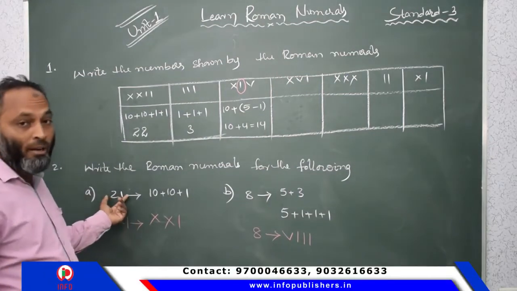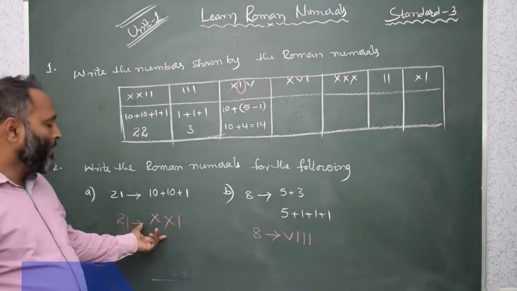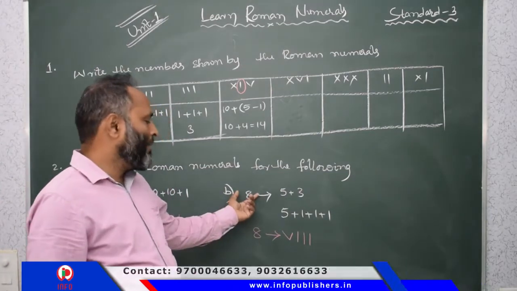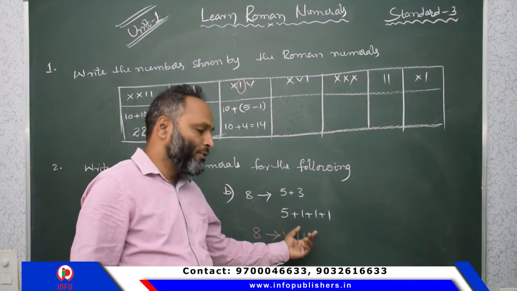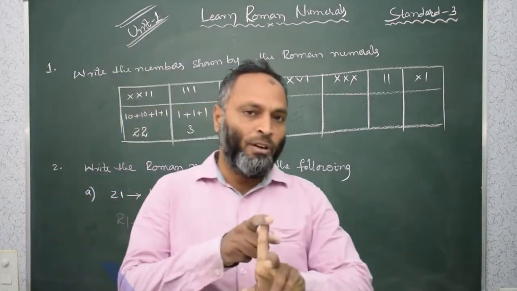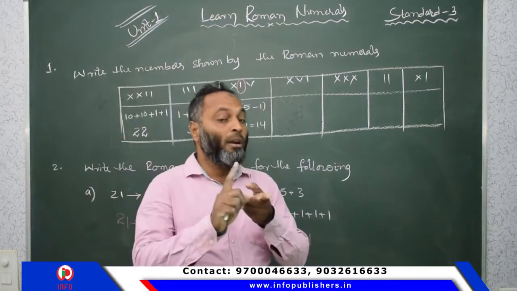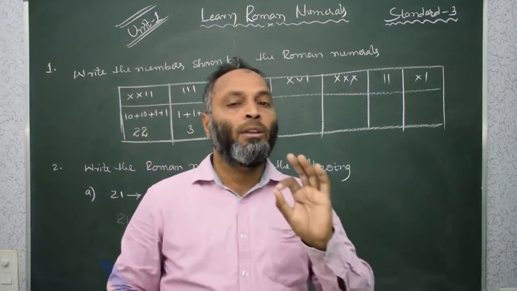These are Hindu-Arabic numbers, and Hindu-Arabic numbers are converted into Roman numerals in this way. Here also the same. Using our 4 rules, we have to convert Hindu-Arabic numerals into Roman numerals and Roman numerals into Hindu-Arabic numerals. This is the method to write.